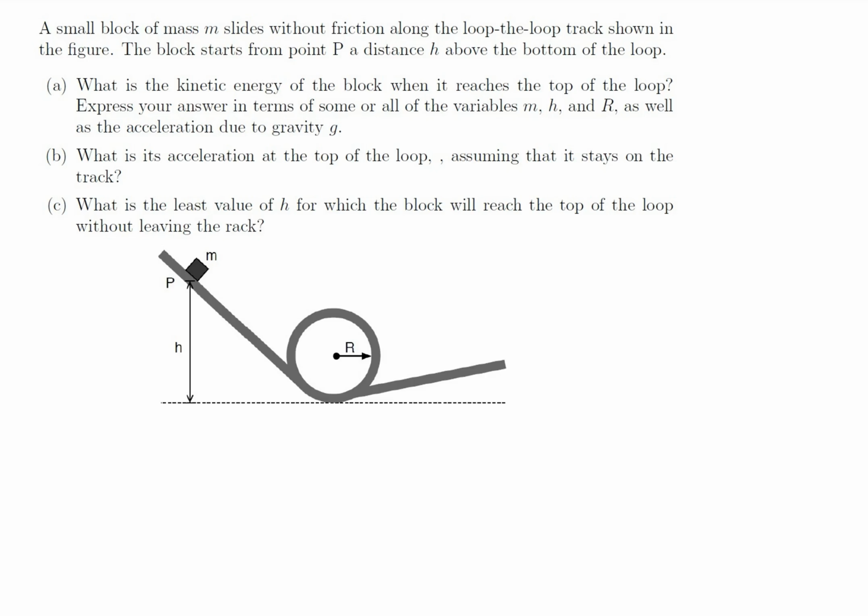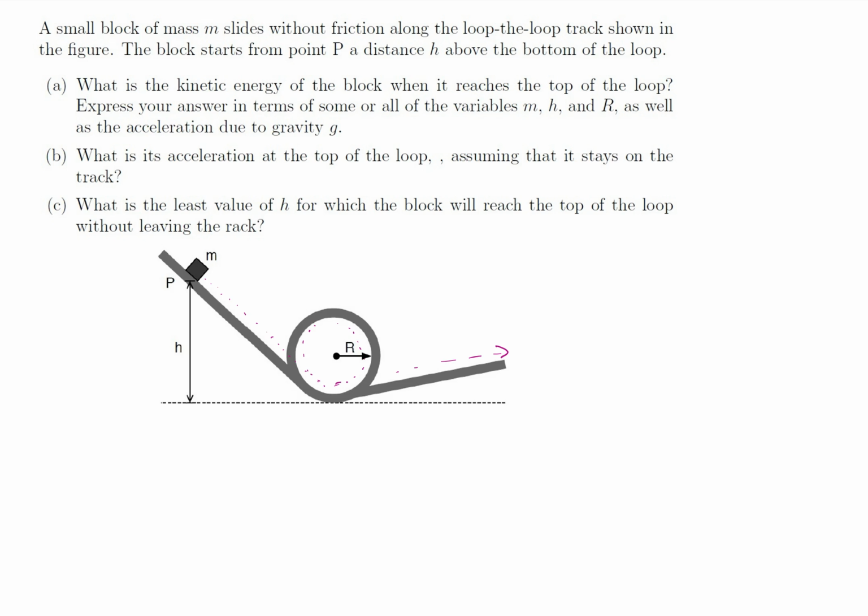Okay, this is a gravitational potential energy problem where we have a block M. We have this loop-de-loop track, and the block initially is at a height h. It moves down, it gains speed, it goes around the loop-de-loop, and then it goes out the other side.